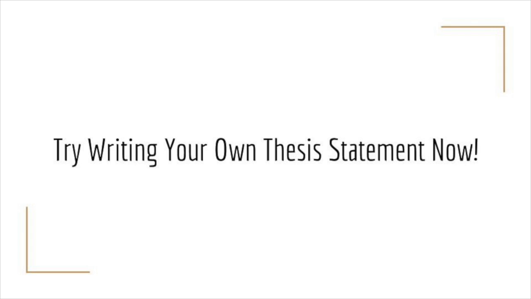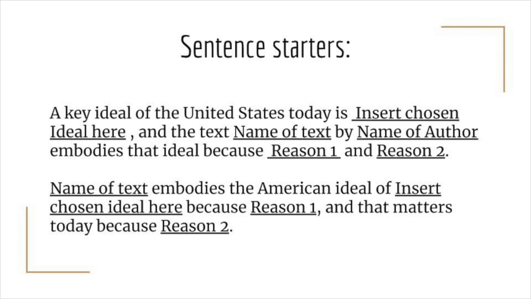I also have provided some sentence starters for you, just in case you're unsure of how to get started. So you might start with something like, "A key ideal of the United States today is," and then you insert the ideal, "and the text," then you would put in the text that you've chosen, "by," name of the author, "embodies that ideal because," and you put reason 1 and reason 2. And reason 1 and reason 2 basically just means reason 1 is what you're going to be talking about in paragraph 1. Reason 2 is what you're going to be talking about in paragraph 2. And then the third body paragraph will be your counterclaim.